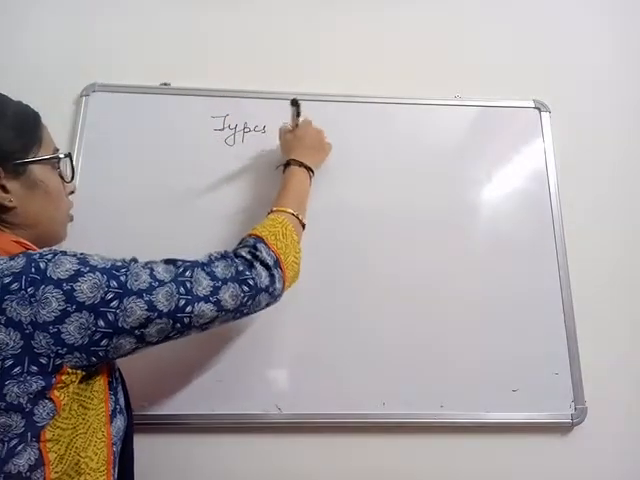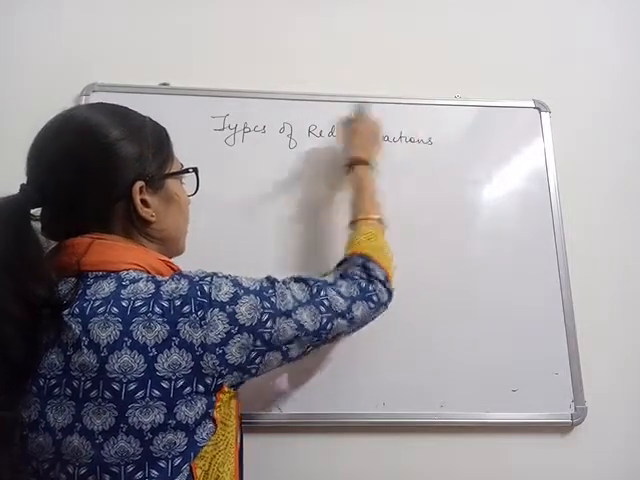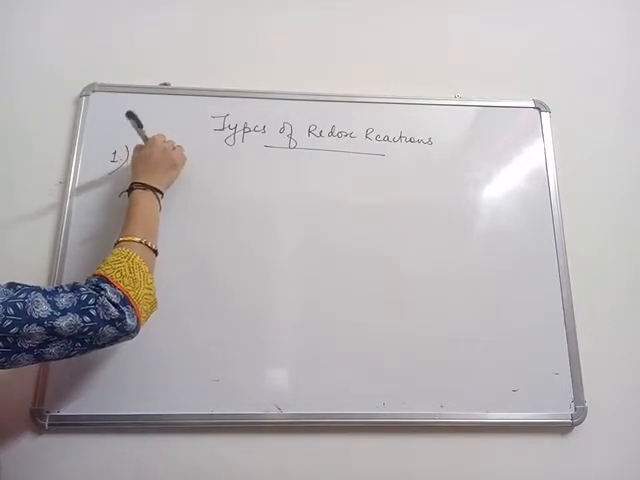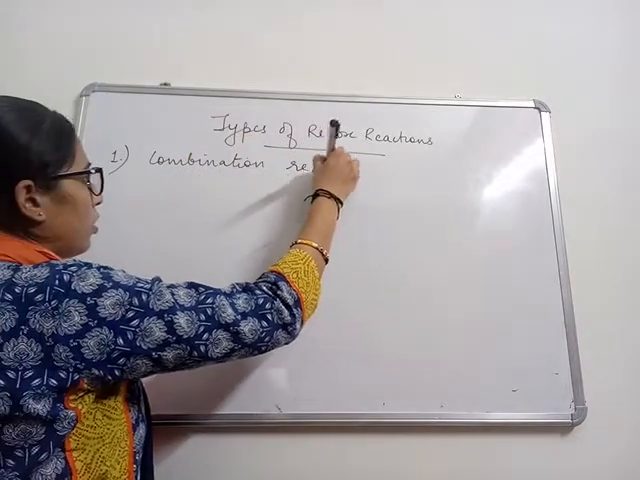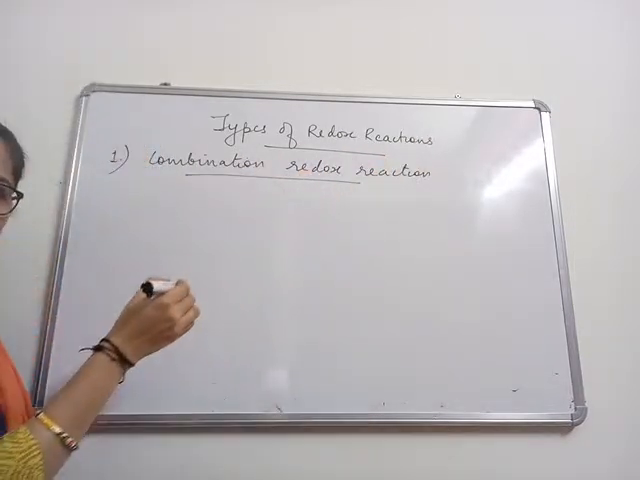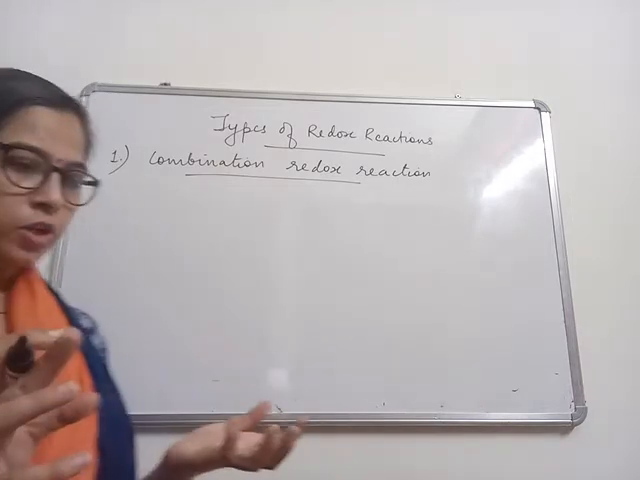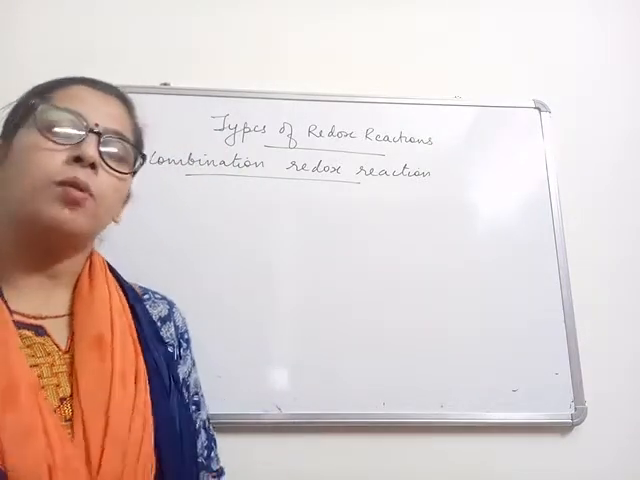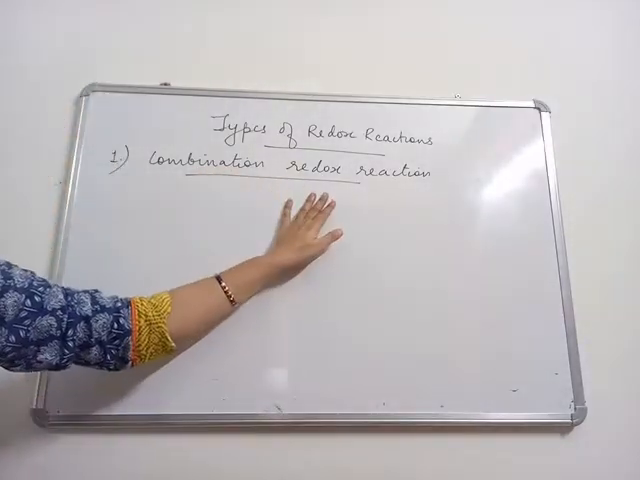So types of redox reaction. These redox reactions are of the following four types. The first one is combination redox reaction. So a reaction is said to be a combination redox reaction if two elements or two molecules combine to give together a single substance. It's a combination, and during the combination reduction and oxidation would take place. So it's called a combination redox reaction.